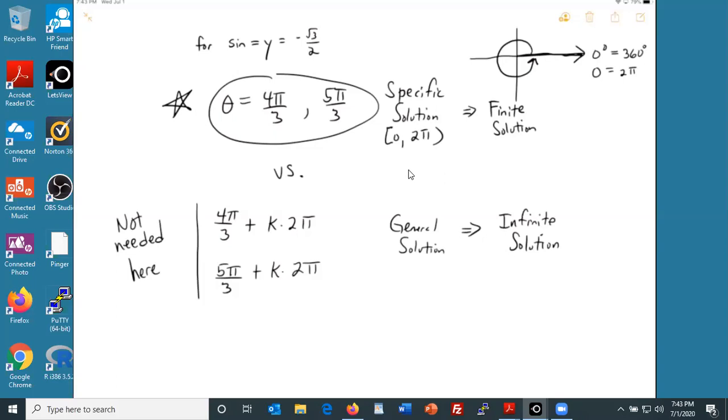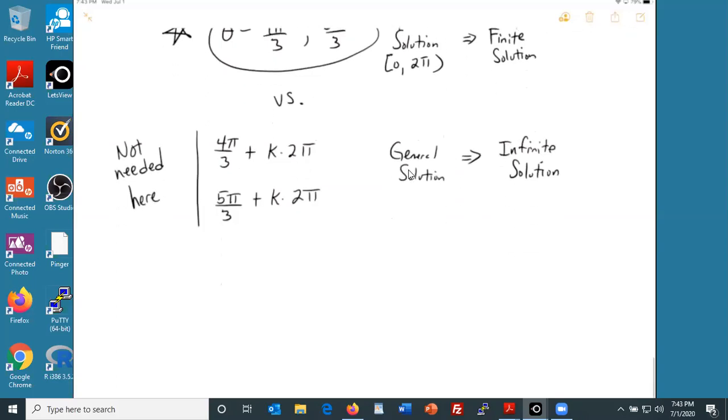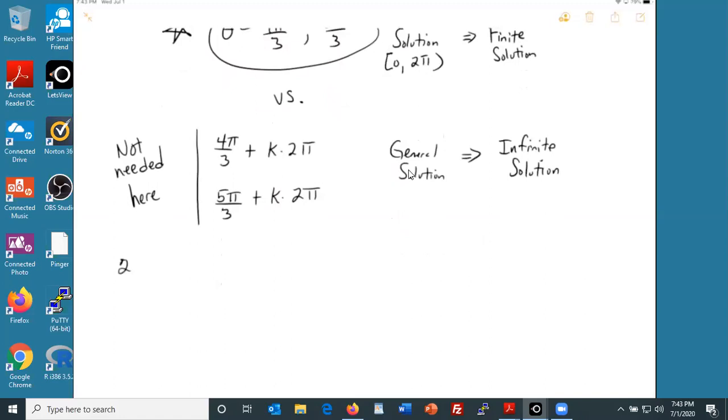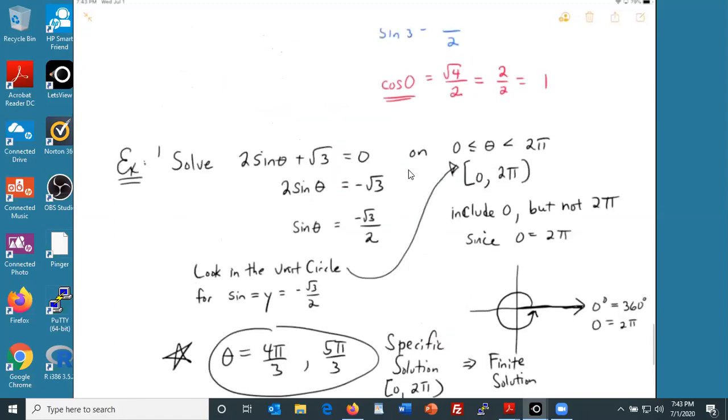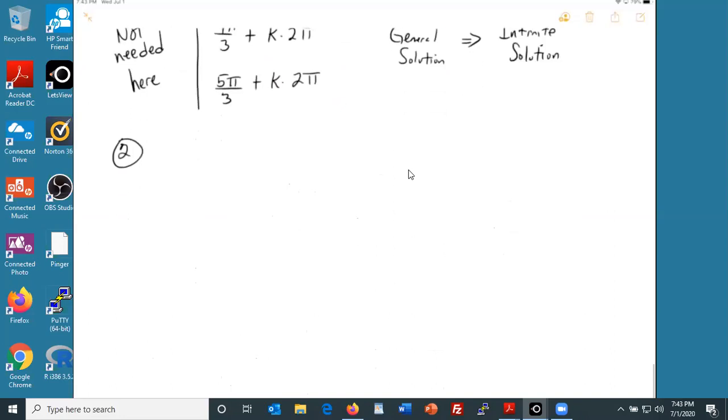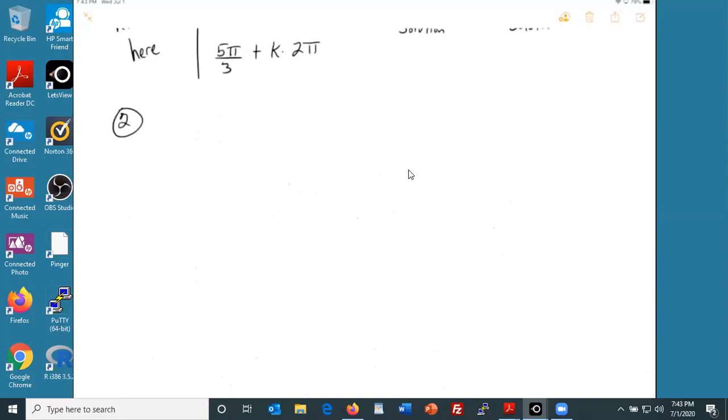Okay, let's try another one that's just like this, very similar. All right, so number 2 here. I guess this was number 1. Let's number them so we can be organized. This is a college after all, so we should at least try to be a little organized. It's always helpful. All right, so number 2 here.